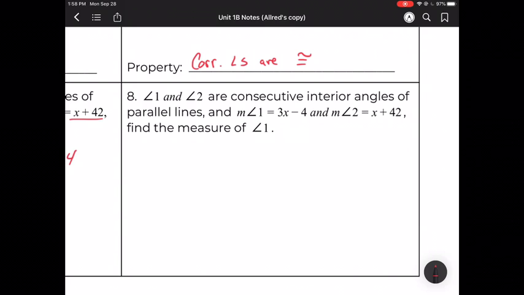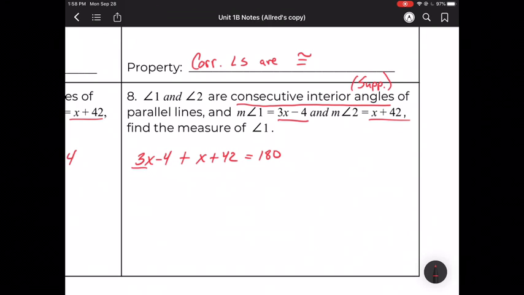Well, number 8, we are told that angle 1 and angle 2 are consecutive interior angles of parallel lines, and they give you 2 expressions for angle measures. But consecutive interior angles are supplementary, meaning they add up to 180. So I'm going to take one angle expression, 3x minus 4, plus the other angle expression, x plus 42, to equal 180 total. So now I want to combine these like terms, not cancel them.